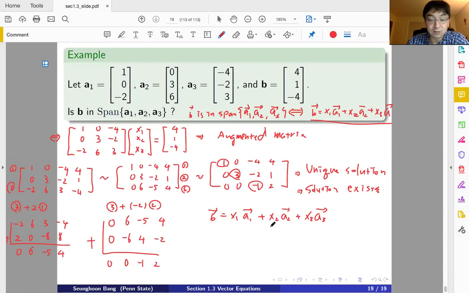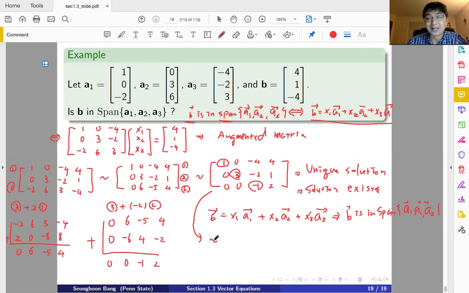So exactly, the vector B is in the span of A1, A2, A3. That's it. This is the whole idea. If you don't find the exact x1, x2, x3, you have to change this to the reduced echelon form. You can change it to the reduced echelon form.